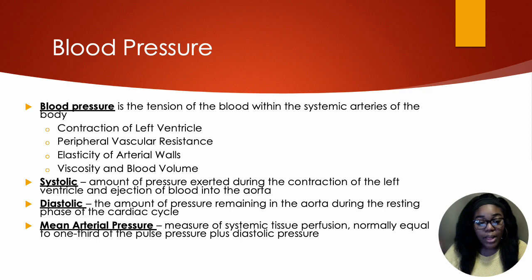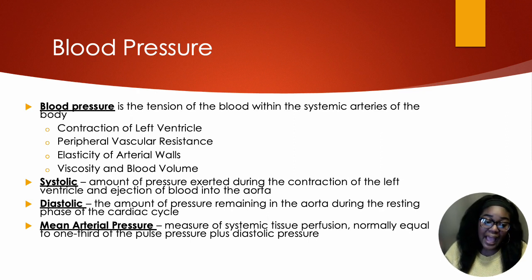So when we look at blood pressure, we're looking at the systolic and the diastolic measurements. When we talk about systolic, think about systolic as the system. So this is the amount of pressure that is exerted during the contraction of the left ventricle and ejection of the blood into the aorta. So again, when blood moves into the aorta, that is the point by which the blood is distributed through the rest of the body. So the systolic number measures how well that is performing in the body.